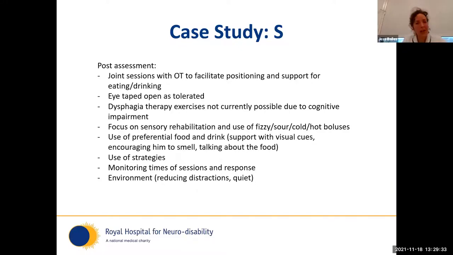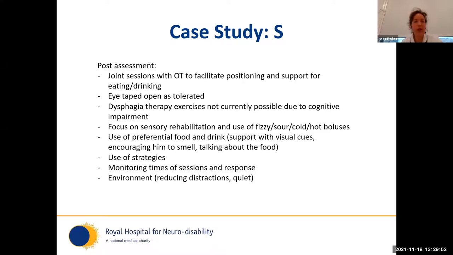So again, not an easy picture, but combining all those assessments, there's just a few things that we've been working on in his therapy. So that has included joint sessions with OT to facilitate positioning and support for his eating and drinking, continuing to tape his eye open as much as he can tolerate so he can see what he's doing.